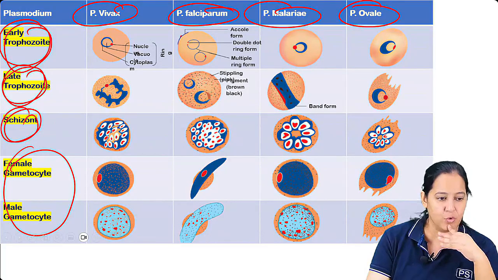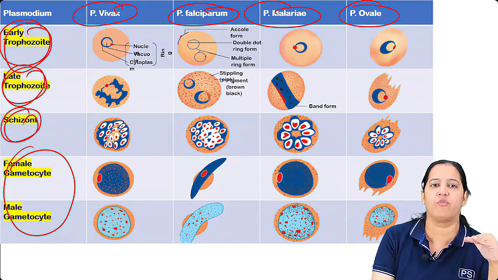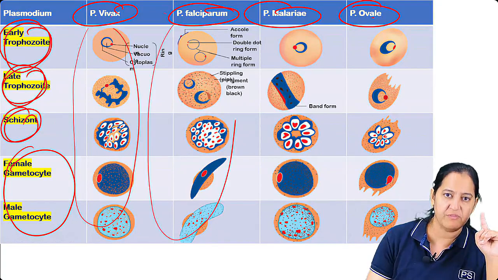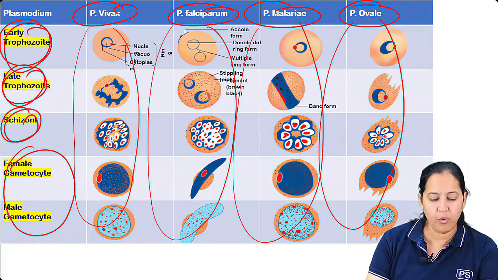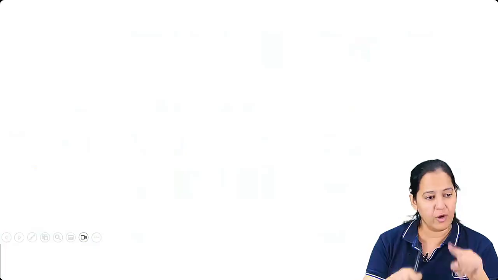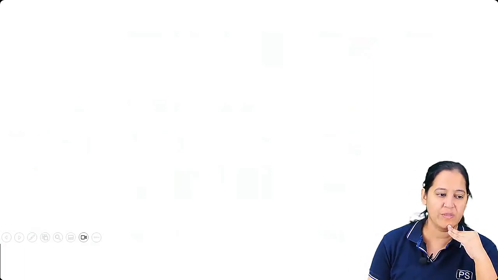Listen to me, understand me. Four parasites, each of them has four forms. These are the four forms of vivax, the four forms of falciparum, the four forms of malariae, and the four forms of ovale. So 4 into 4, 16. I will draw 16 forms for you. You will also draw with me. I have given you the space in your chart.